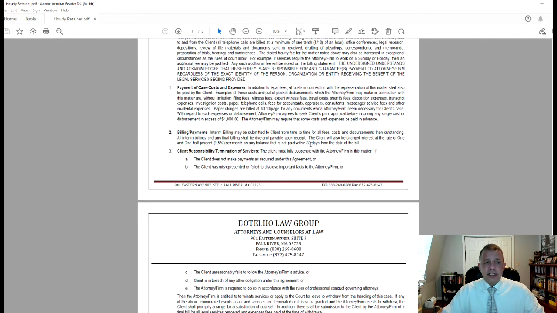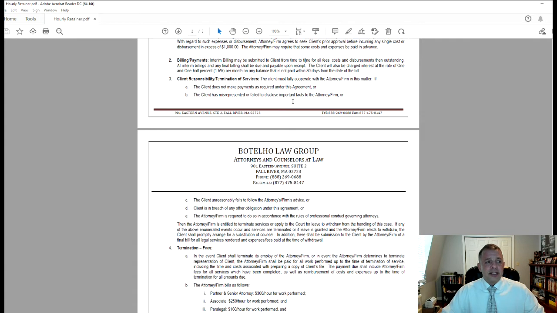The billing and payment section essentially only goes over that we do in fact invoice on a regular basis. It may be weekly, it may be monthly. Depending on your case, how much work we're doing, we try to invoice as frequently as possible to keep you informed of exactly the status of your case and how much it's costing you.